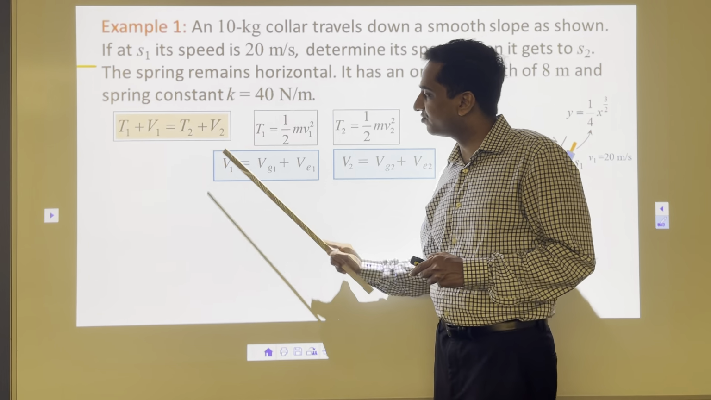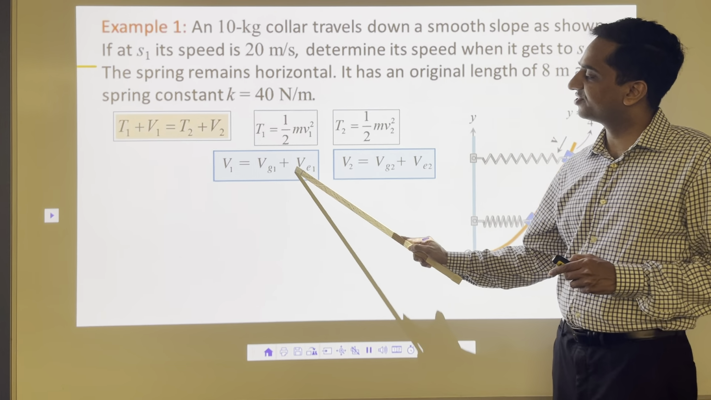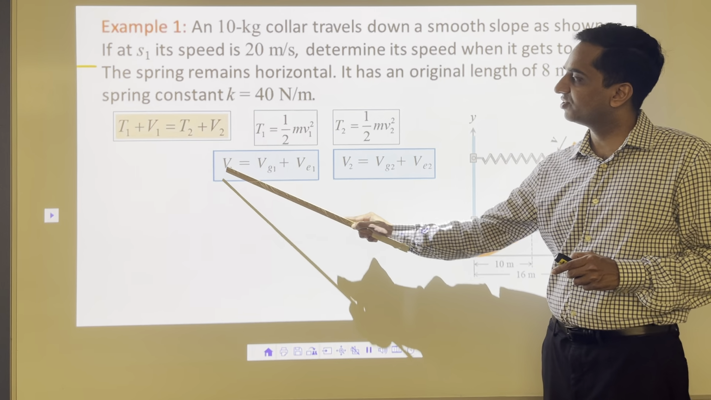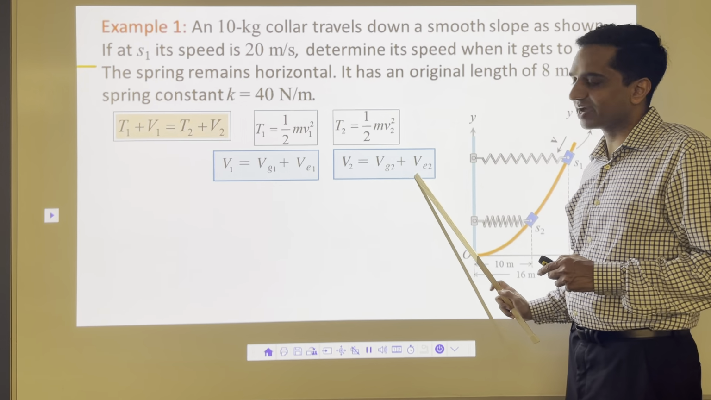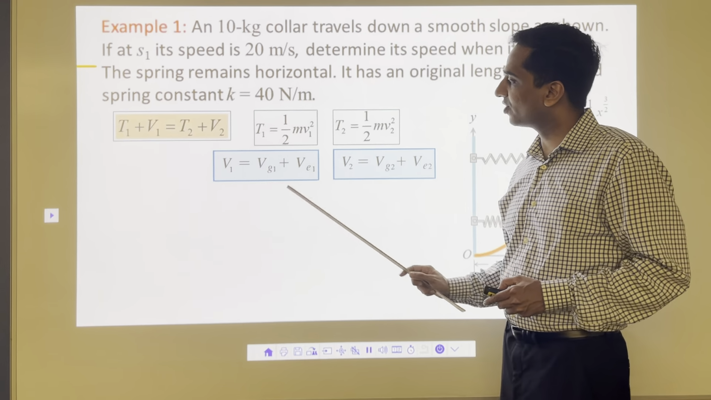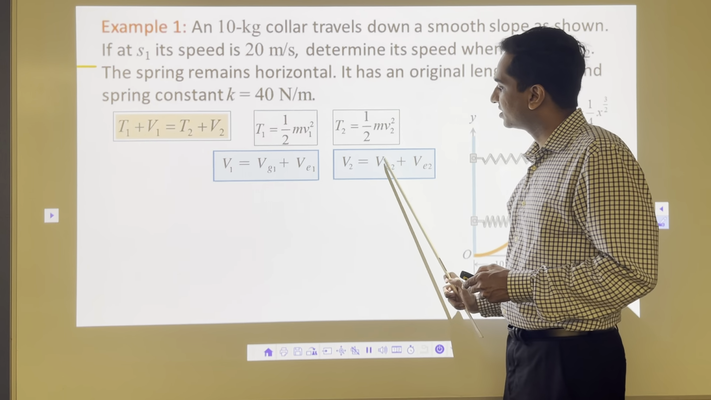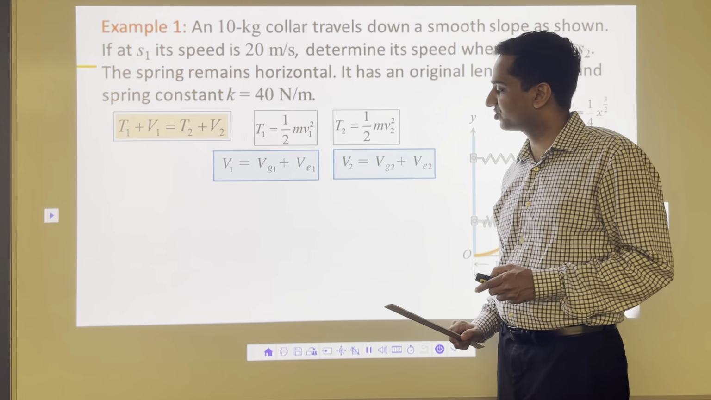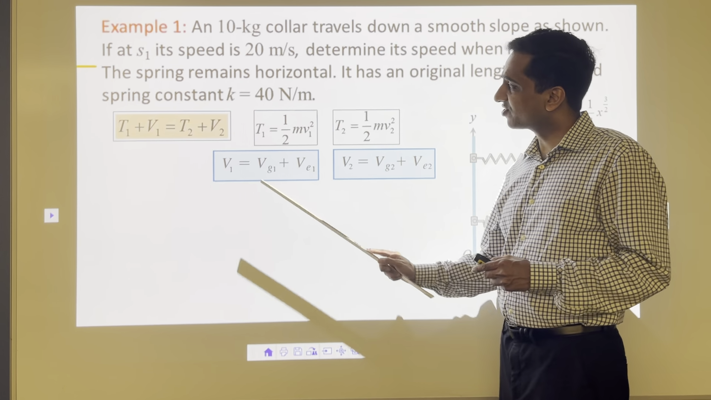So here V1 and V2 are the potential energies: potential energy for the spring and potential energy for gravity, V1, and then here at the final stage. To calculate V1 and V2, we have to find the initial and final potential energies for gravity and for the spring. That's what the problem is.